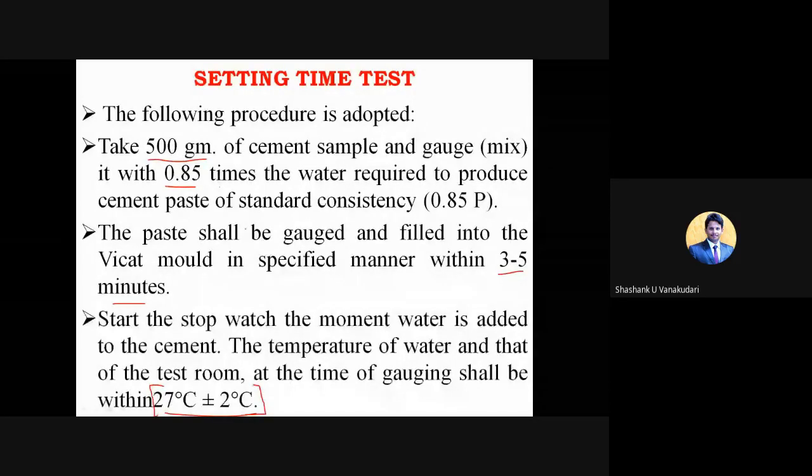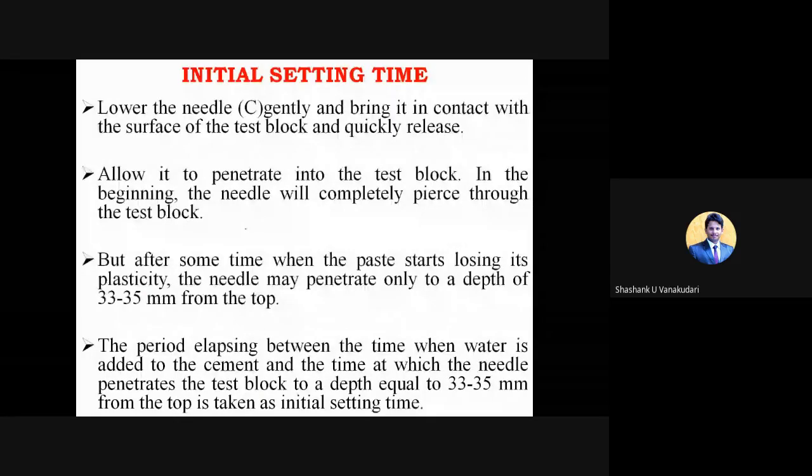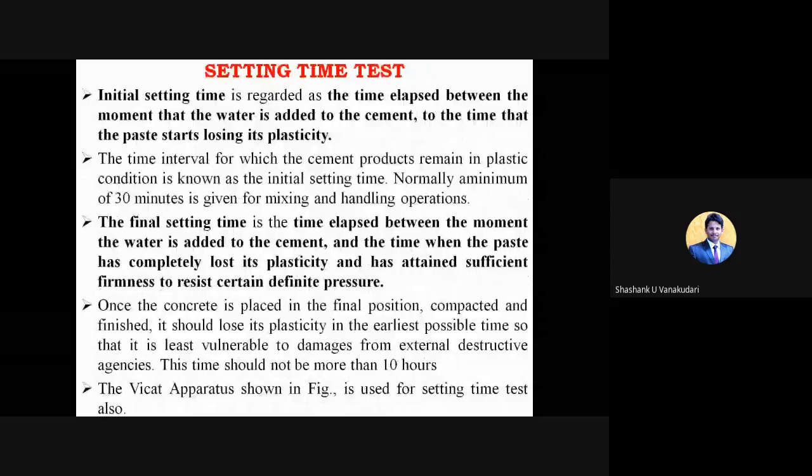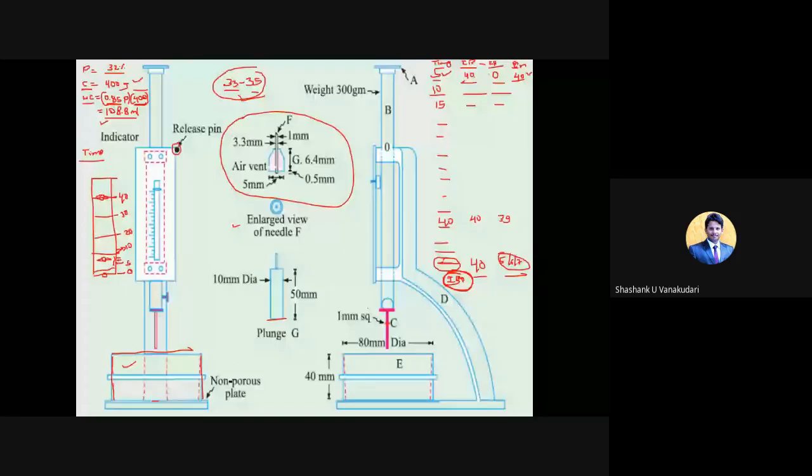Clear? And the lower needle, that is C, they have given the needle dimensions here. This is needle C, this is plunger G, and this is needle F. Clear? So they have given different names for these. This needle dimension is 1 mm and the length will be 50 mm, the plunger diameter will be 10 mm, and the length will be 50 mm.